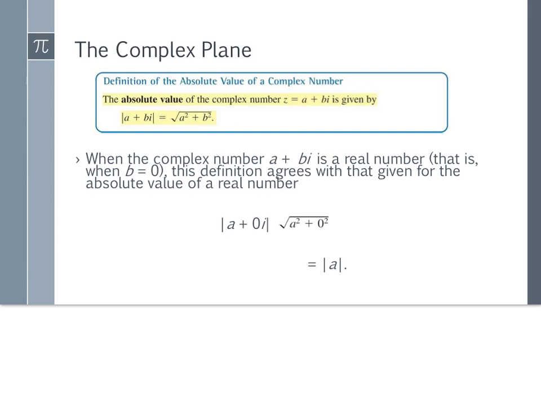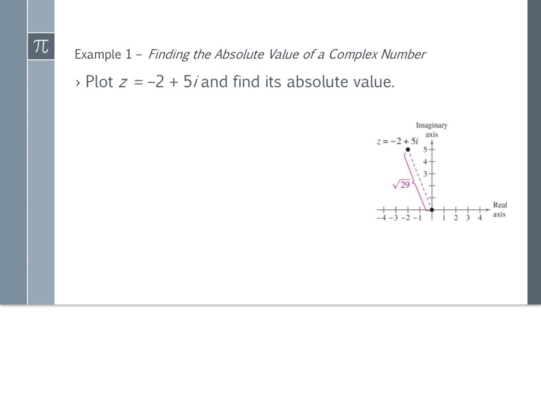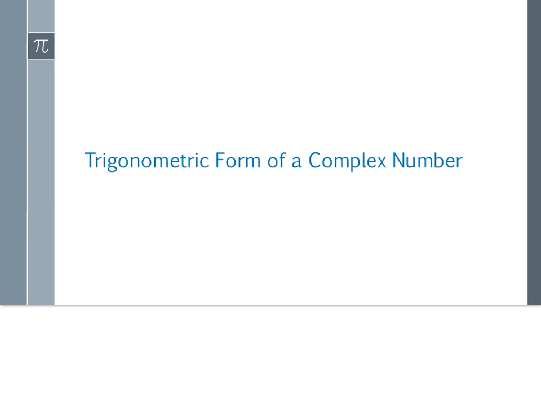Okay, so again, let's recap. In the complex plane, the definition of the absolute value of a complex number is given by the square root of a squared plus b squared. And here's another point that's plotted in the complex plane. We have negative 2 plus 5i. The distance from the origin to that point is the square root of 29, the absolute value distance. So let's say that we want to express that now in the trigonometric form.